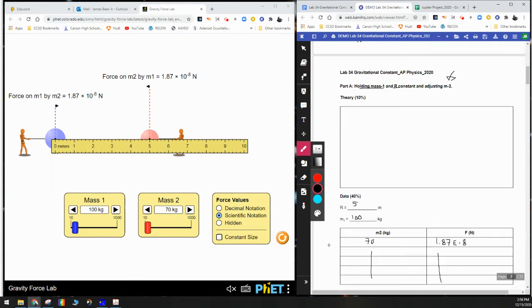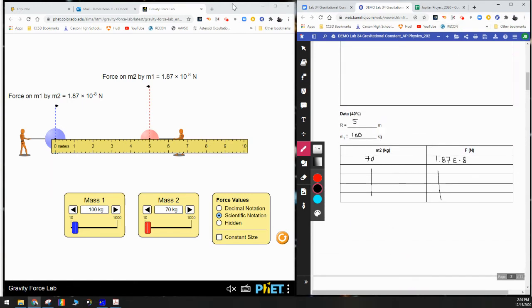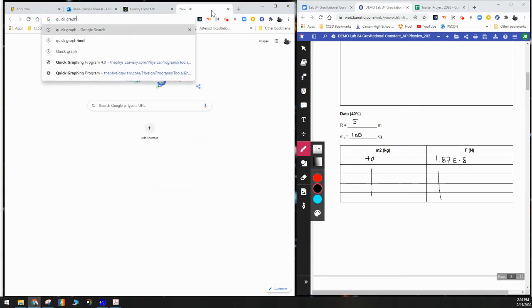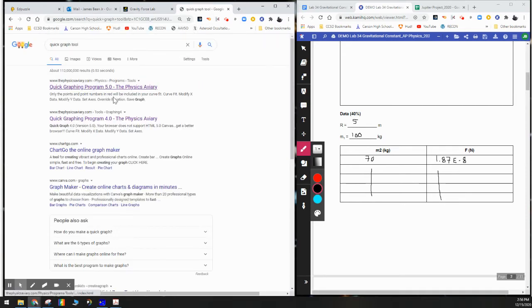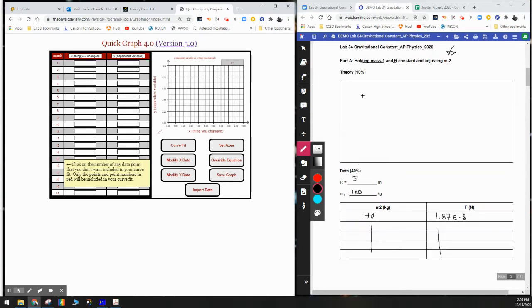Then I'm going to use the online graphing calculator, the Quick Graph tool. Let's see what that looks like here. The Quick Graph tool is here, and we'll use 4.0. We're going to transpose the data over to here and make a graph. The graph in principle should look like this. Here's force, and this is going to be M2. The graph should have a feature like this.